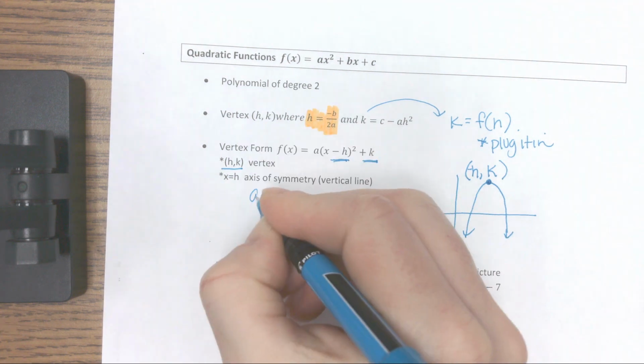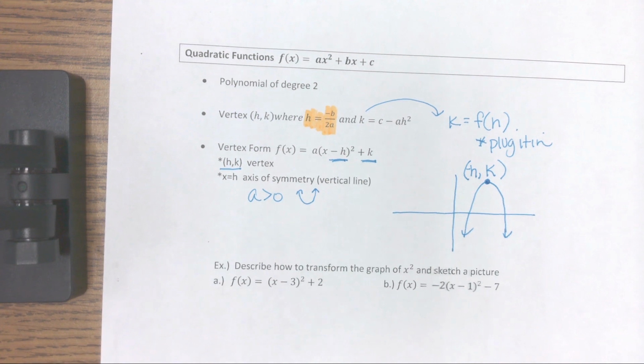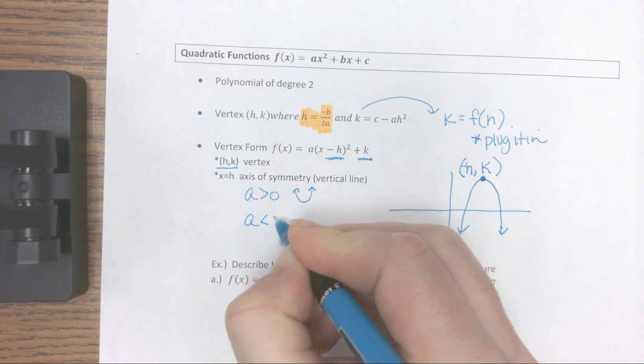I'll write this. If a is positive, the parabola opens up. If the leading coefficient is negative, it opens down.